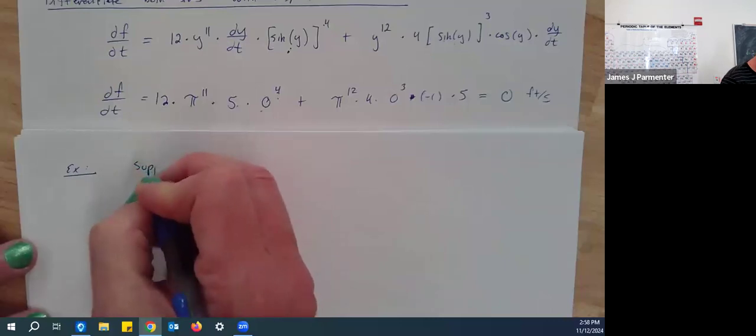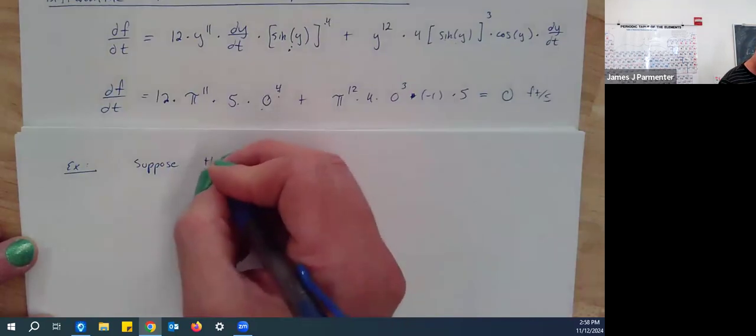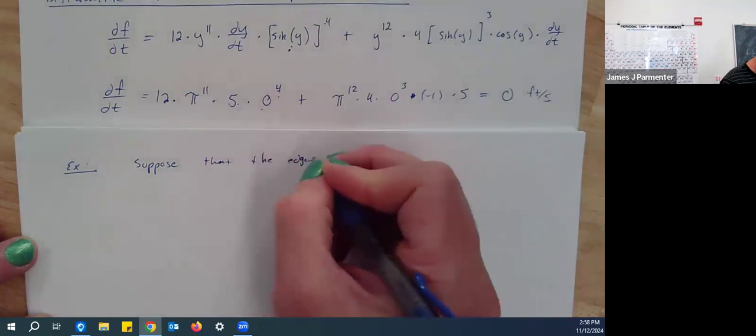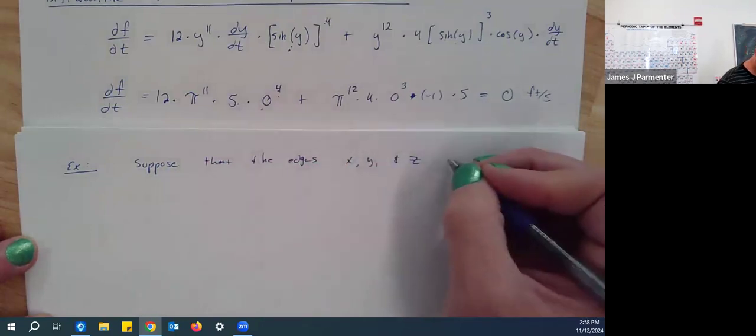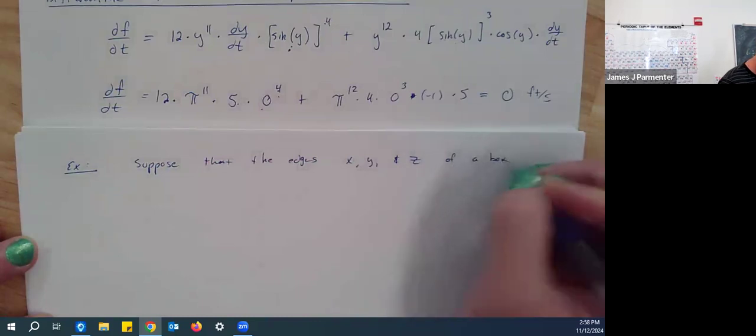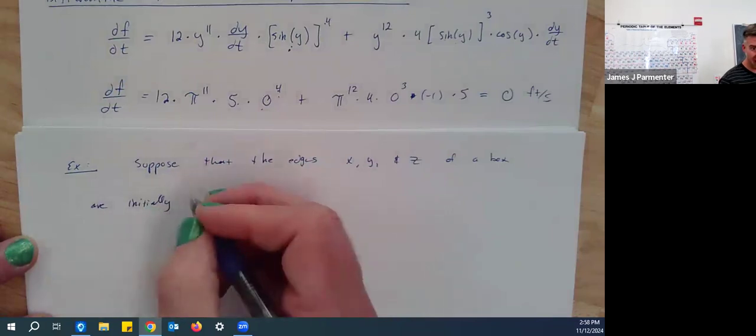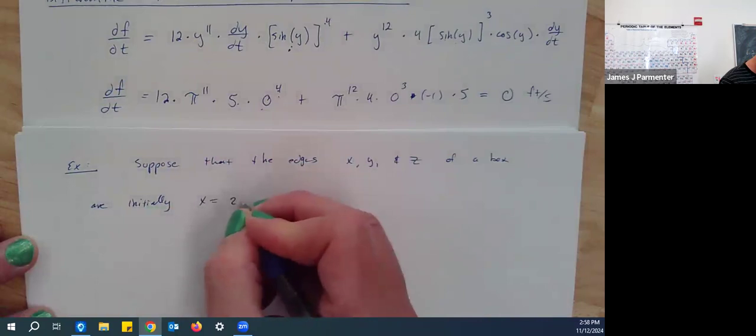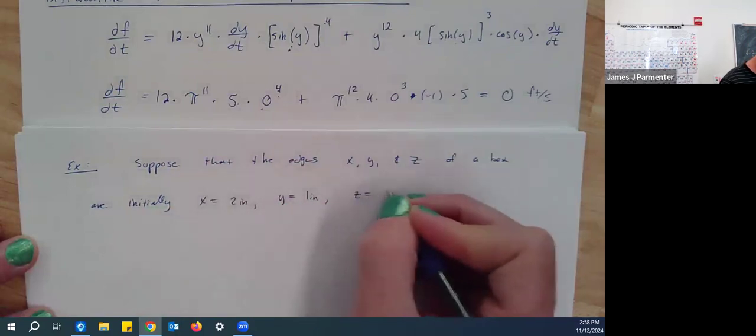Suppose you have the following situation. Suppose that the edges X, Y, and Z of a box are initially X equal to 2 inches, Y equal to 1 inch, and Z equal to 6 inches.